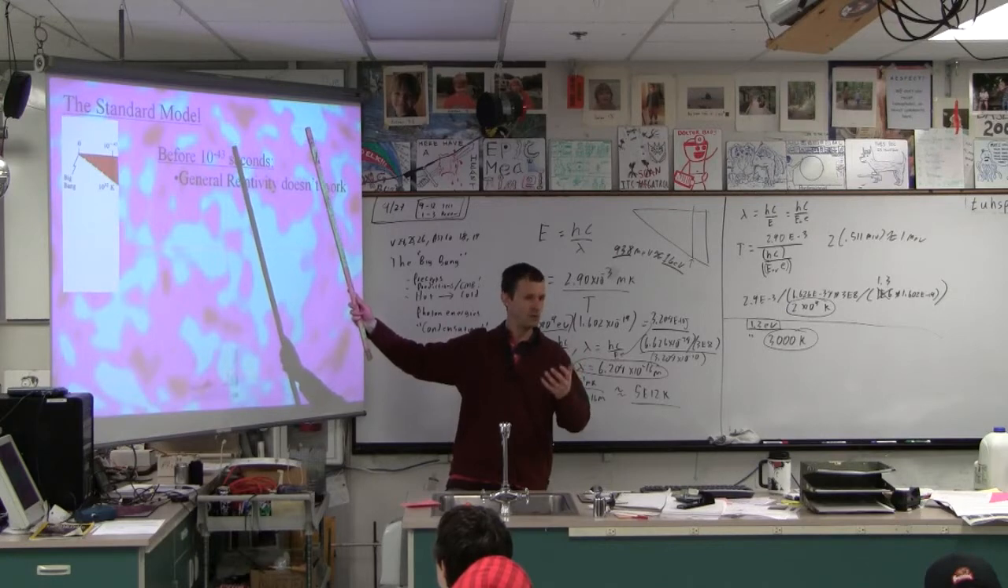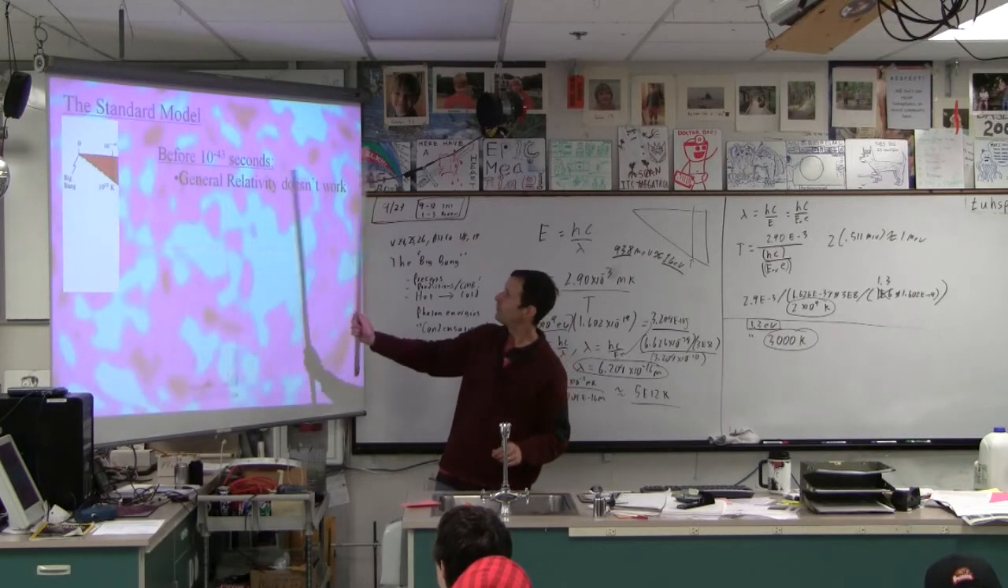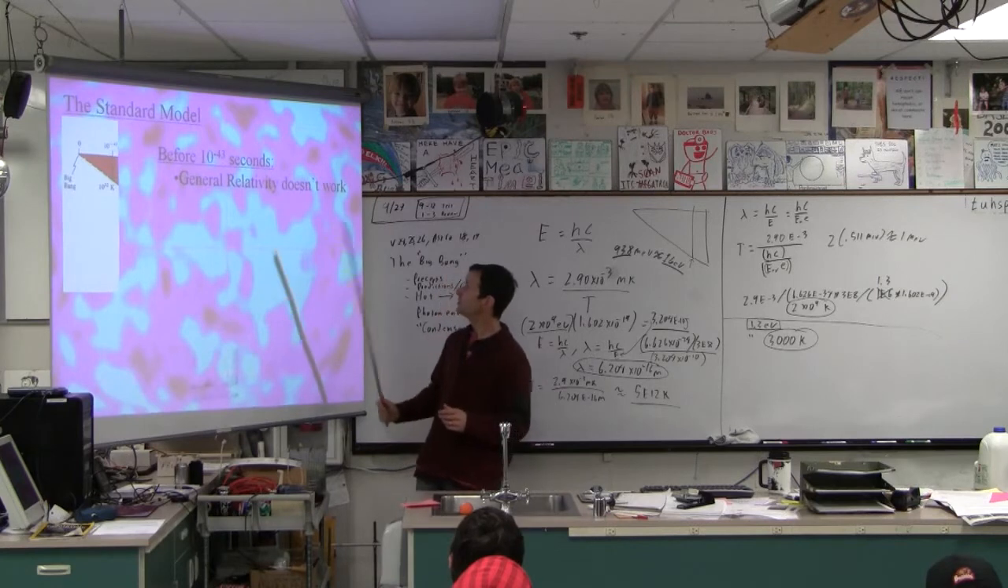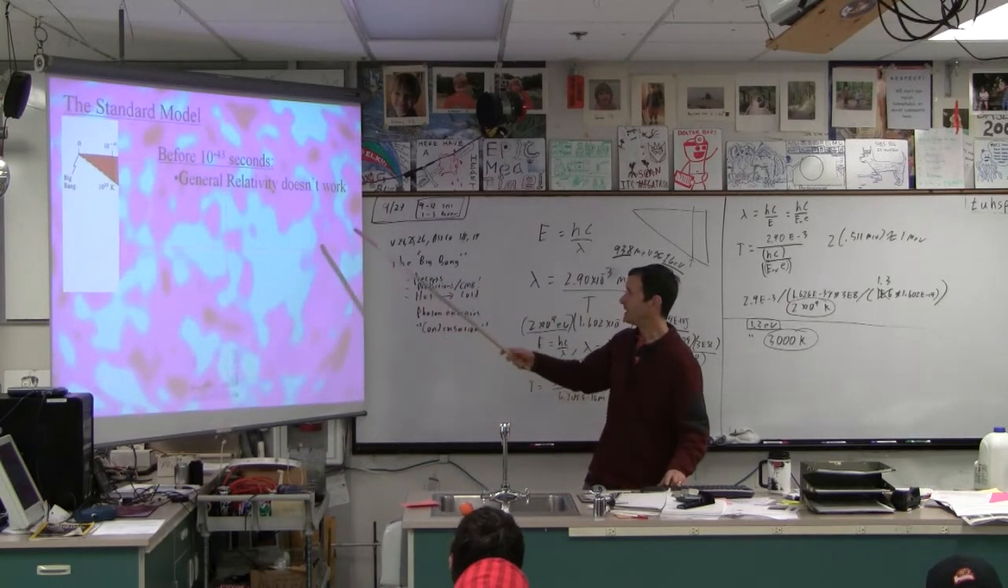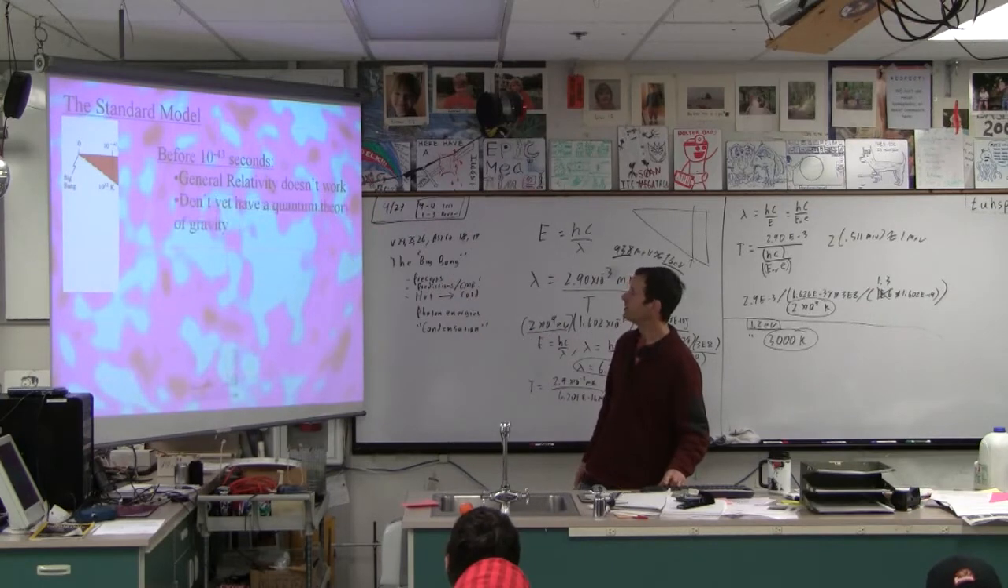Right? So that's what they're doing. That's what particle accelerators are doing. And before 10 to the minus 34th seconds, relativity doesn't work because the space-time is too curved, and it generates infinities, right? We don't yet have a quantum theory of gravity.